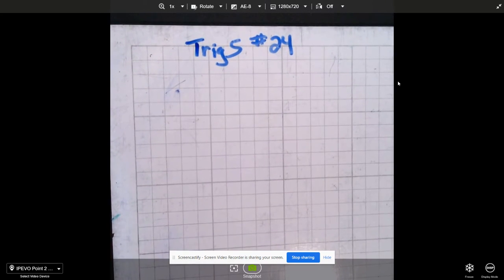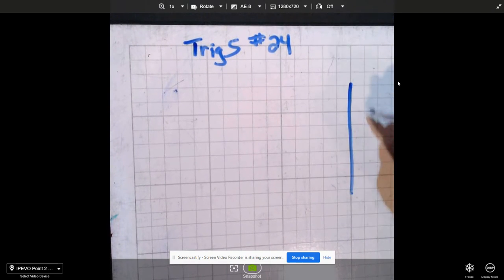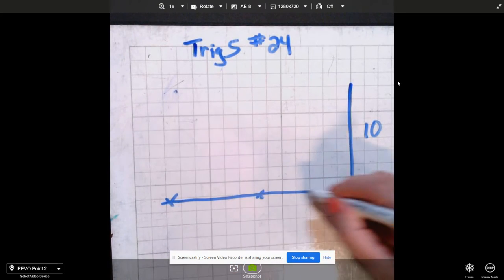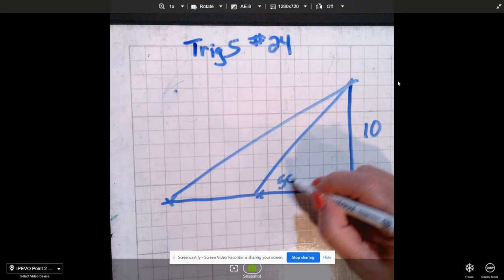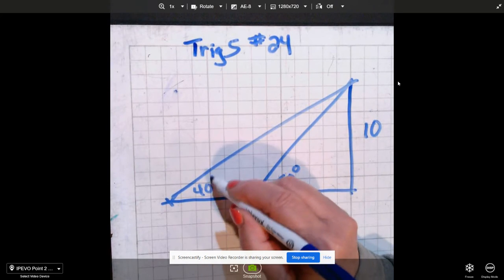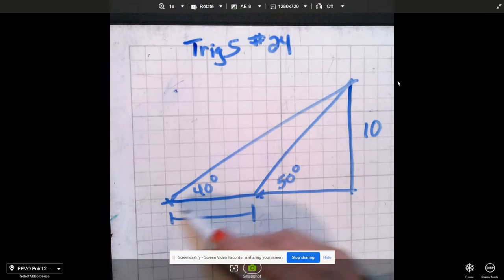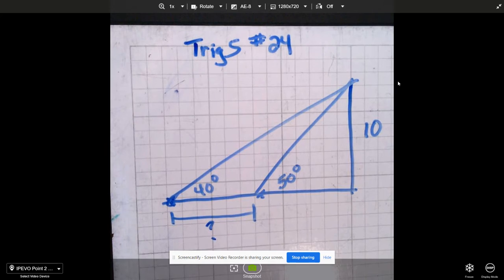So it says two basketball players were standing on a court, and the basketball net is 10 feet. So there's your basketball net. There's player 1, player 2. And their angle of elevation, one is 50 degrees and one is 40 degrees. And they want to know how far apart they are from one another. So this is player 1, this is player 2. So this is really what they're asking you to solve.